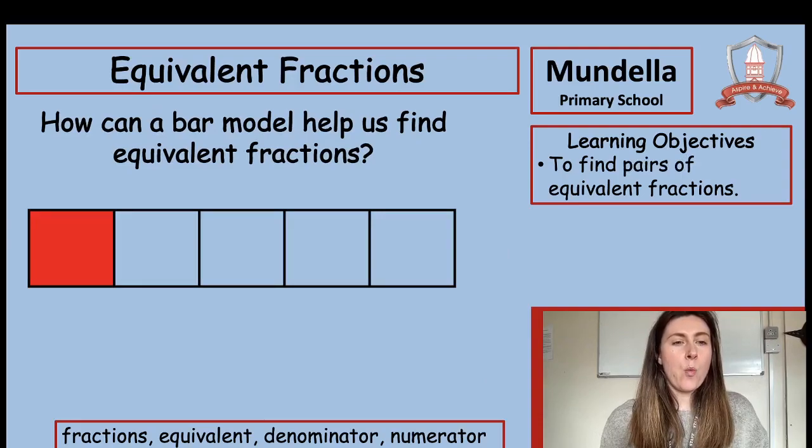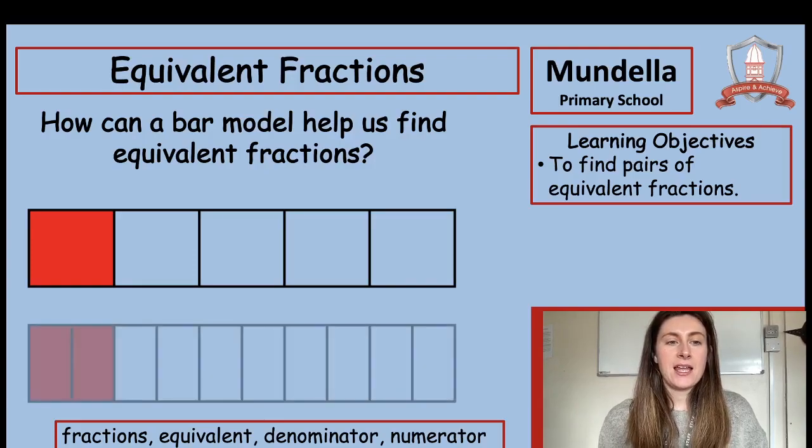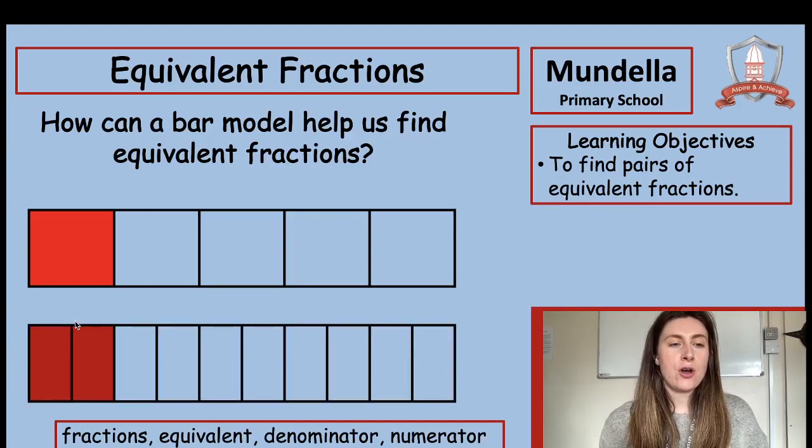Okay, so here I've got 1, 2, 3, 4, 5 parts to my shape, and I've got 1 part shaded, which means that it is 1/5. So I've got 1/5 shaded here, and now I've got another bar model, and each of the squares are cut in half. So now we haven't got 5 parts, we've got 10 parts. Now I've got 2 of those shaded to show me that 1/5 is the same as 2/10.